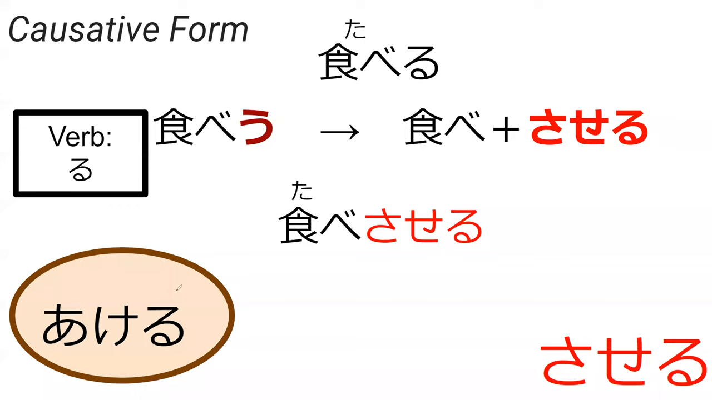And so causative form for ru verbs is a little bit different than with u verbs. What we do is that we drop the ru and we add saseru. So taberu becomes tabesaseru. How do you put akeru, to open, into causative form? Akesaseru. Saseru is the root verb. So akesaseru. Hai, akesaseru.